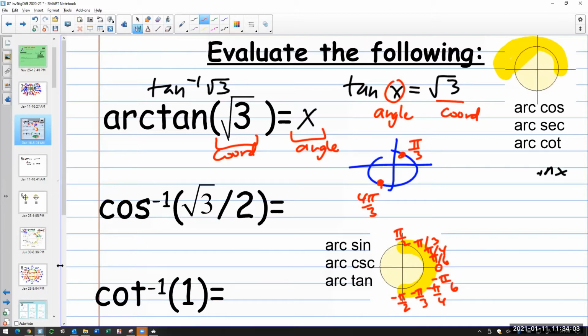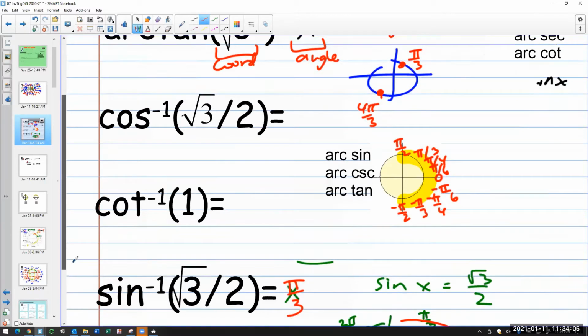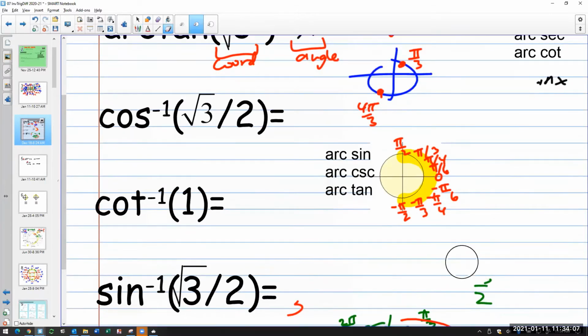Now, I want to clarify something. One of your choices is not 3 pi over 2. So even though you have a 3 pi over 2 right here, that is not your choice. You have to go negative here for your choice. And you can go positive here. You're used to that. But these have to be negatives. I know this is 5 pi over 3, but you can't say that. You have to say negative pi over 3. That's just the rule for arc sine, arc cosecant, arc tangent.